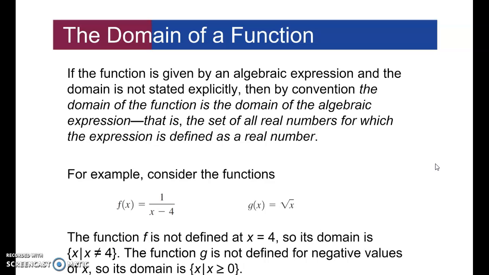And therefore, we would say that the domain of x is all values of x such that x is not equal to 4. Okay? In function g, you can't take the square root of a negative number and get a real answer. And therefore, x has to be a number that is 0 or greater. You can take the square root of 0. You can take the square root of any positive number, but you cannot take the square root of a negative number. So we would identify that the domain of that function g is all values of x such that x is 0 or greater.